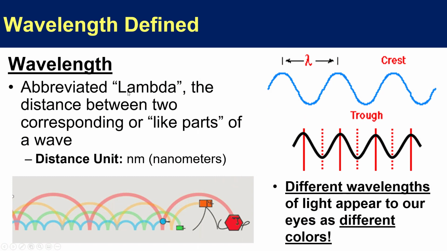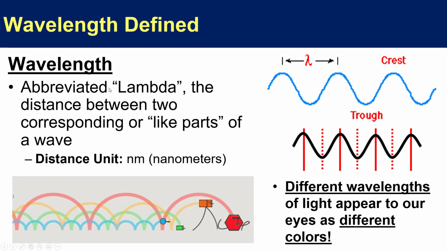Wavelength, which is abbreviated using the symbol lambda, which is this chicken foot that we see here, is the distance between two corresponding or similar or like parts of a wave. And each wave consists of a crest or a peak or a trough, which is the lower part here. If you're looking to measure wavelength, you have to measure the distance between two identical parts of the wave. Doesn't matter whether it is the crest or the trough. It won't make a difference.